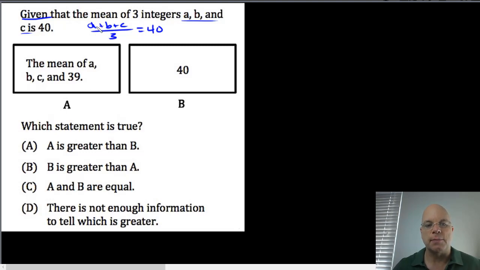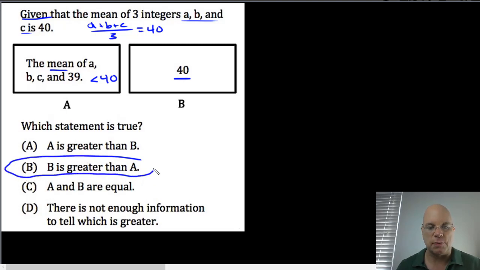If the mean of these three numbers, a, b, and c, is 40, by adding a number that's less than 40, it will bring the mean down a little bit. Remember we talked about the mean as leveling all the numbers. So if I have a mean of 40 and then I add another number that's less than 40, it will bring the average down. So you don't know what this mean will be, but you know that it's less than 40. And since you're comparing it to 40, you know that A is less than B, or another way of saying that is B is greater than A. So the answer choice B would be correct here.